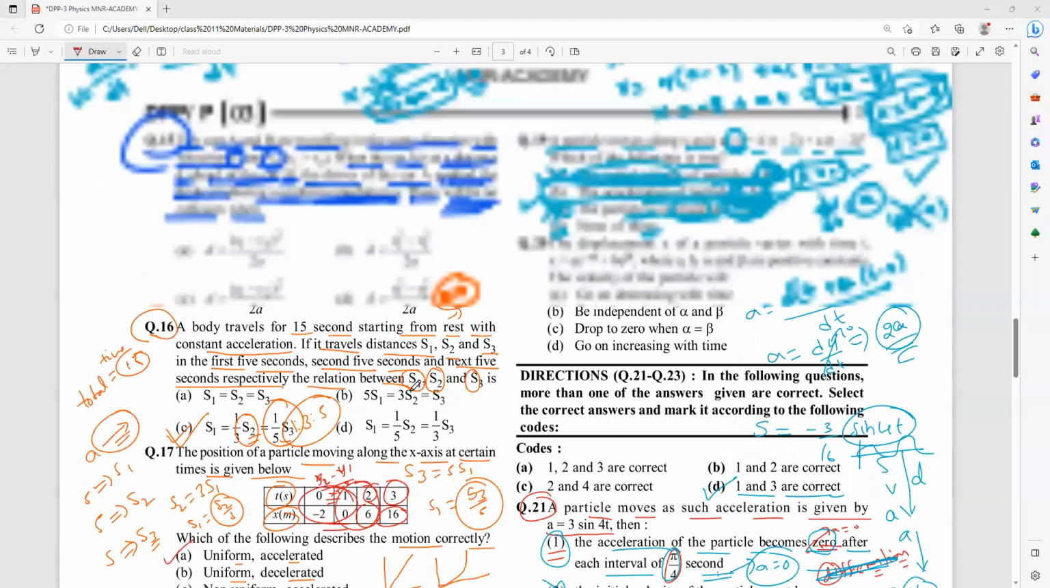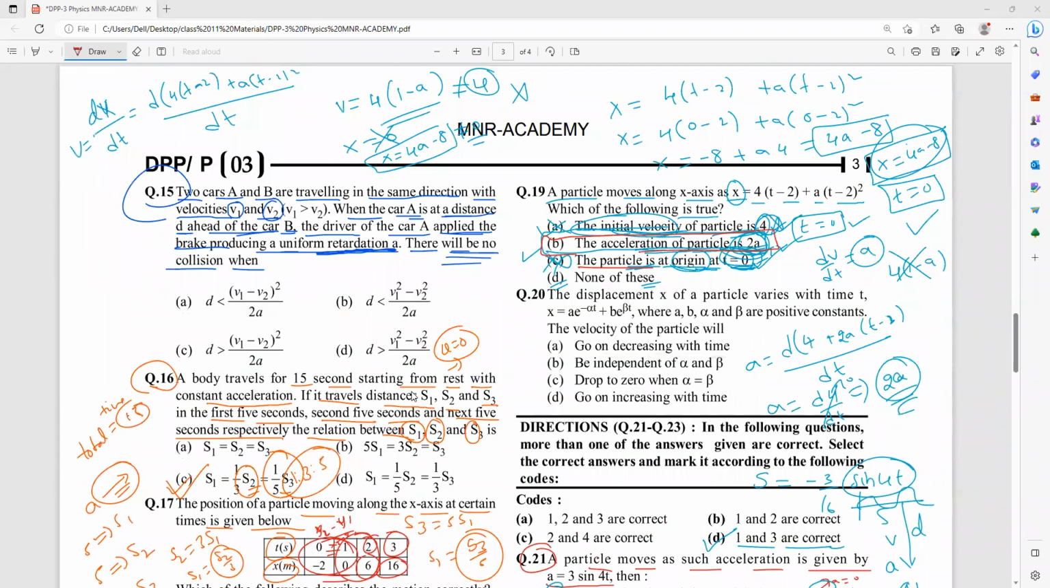Question number 20. This is also one of the important questions which we already solved, so verify it. The displacement x of a particle varies with the time t. The function x is equal to a into e power alpha t plus b into e power minus beta t, where a, b, alpha and beta are positive constants.